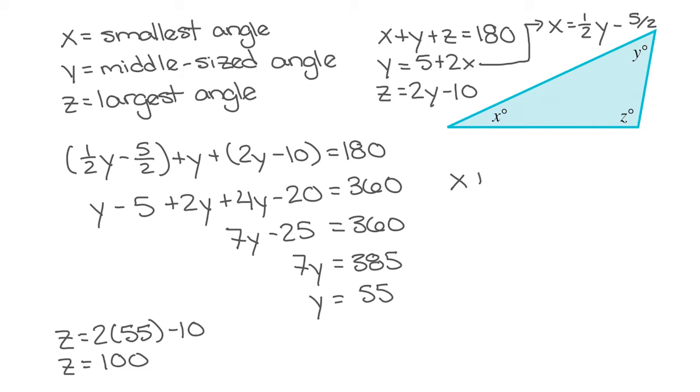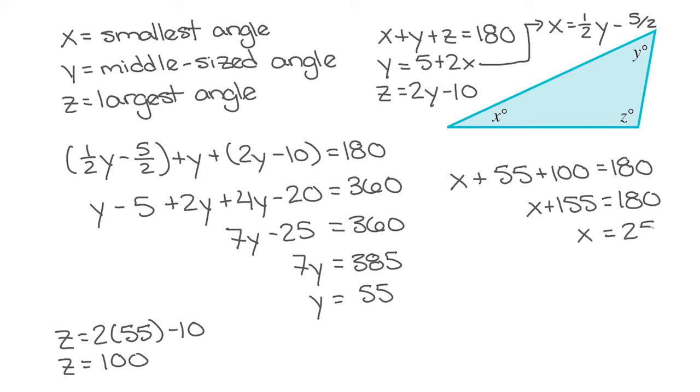We have x plus 55 plus 100 is equal to 180. Simplifying, we have x plus 155 equals 180, and subtracting 155 from both sides of the equation, we have x equals 25. Thus, the smallest angle of the triangle is 25 degrees. The middle-sized angle measures 55 degrees, and the largest angle measures 100 degrees.